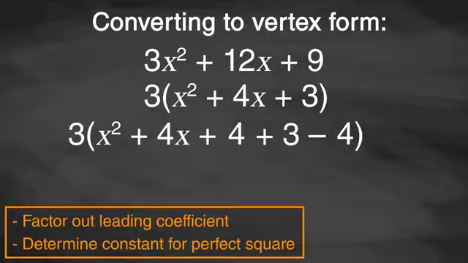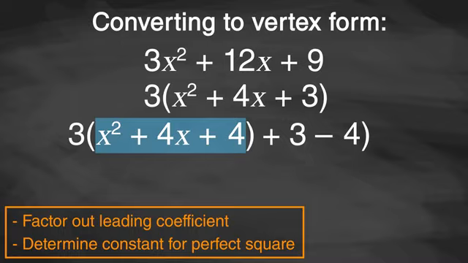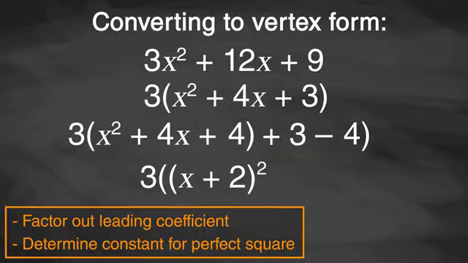The next step is to simplify and rewrite as a squared binomial. Let's add our parentheses around our squared binomial. That means that x squared plus 4x plus 4 becomes the quantity x plus 2 squared, and 3 minus 4 becomes minus 1.